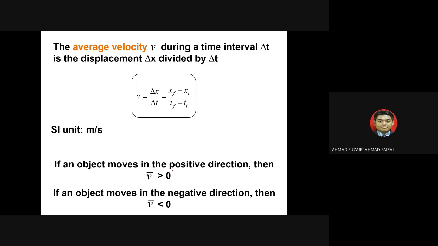So this is the average speed. Then again, the average velocity is based on displacement, meaning total displacement divided by total time. The SI unit will be meters per second. If an object moves in a positive direction, then the average velocity will be more than 0, a positive value. If an object moves in a negative direction, meaning going backwards, then the average velocity is less than 0. It will be negative, because it depends on the displacement, which is always the final position minus the initial position.